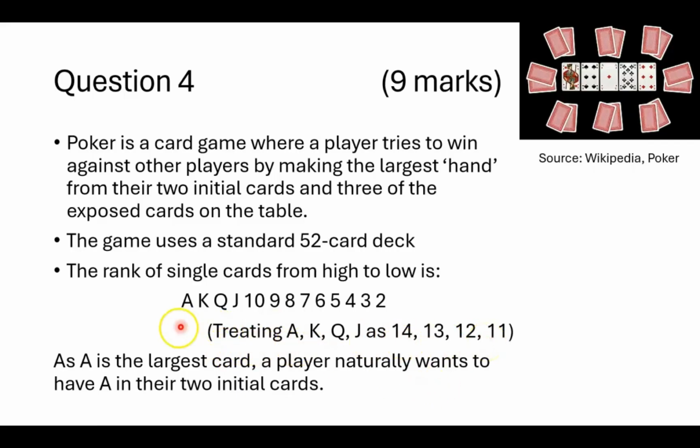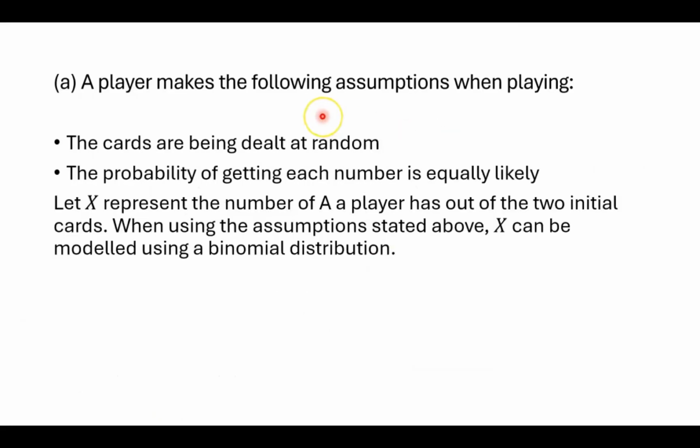And the next part, it says, as the ace is the largest card, a player naturally wants to have an ace in their two initial cards. Now we keep reading the question. A player makes the following assumptions when playing. First, the cards are being dealt at random. This I assume is true for a legal casino.